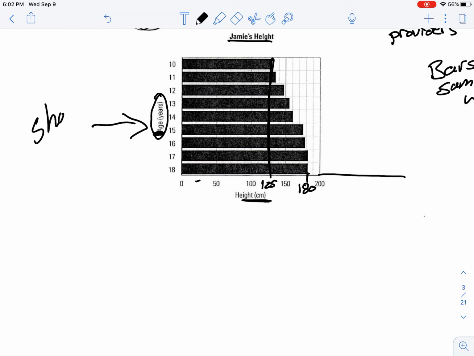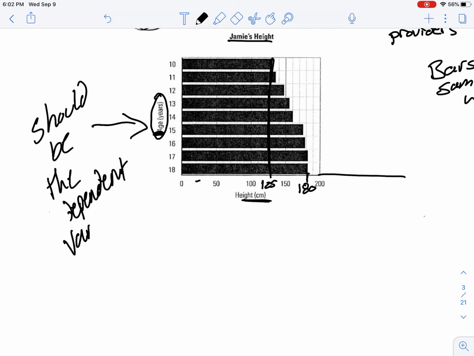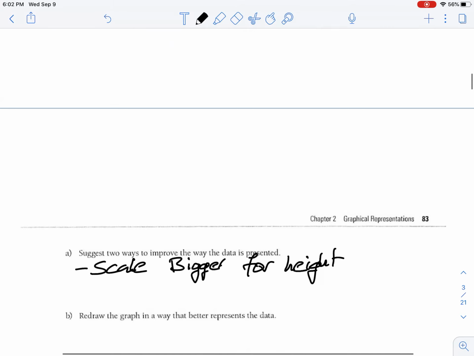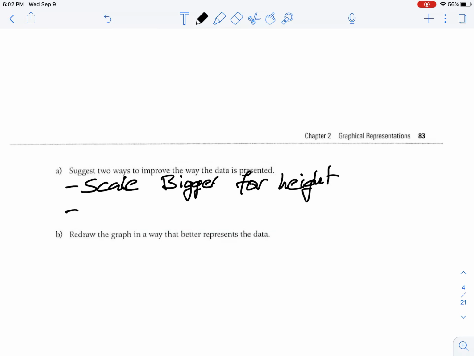Remember that this should be the independent, sorry, not independent, this should be the dependent variable. Remember, time is always independent. We have no control over time. So I would say put time on the x-axis.